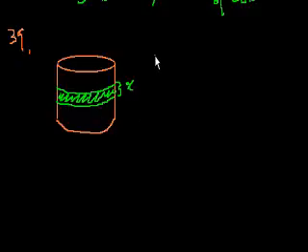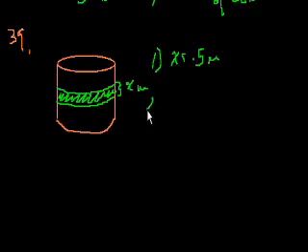So they tell us the first statement, x is equal to 0.5 meters. So this is in meters. 0.5 meters. So that alone doesn't help us. We have to be able to figure out the circumference of this tub in order to really be able to figure out the surface area, because the circumference times its height will be the surface area.